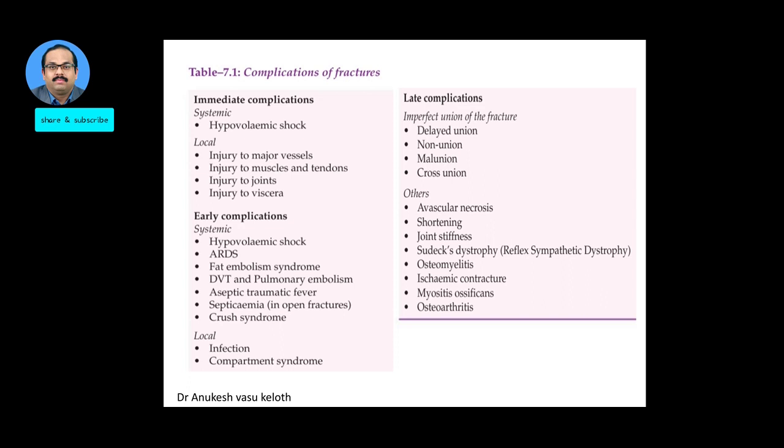Now, the late complications are directly related to the healing of the bone fracture. So, delayed union, non-union, malunion, cross-union. Others include avascular necrosis, shortening of the bone, joint stiffness, pseudo dystrophy, osteomyelitis, ischemic contracture, myositis ossificans, osteoarthritis. So these are the immediate, early and late complications that can happen following a fracture.